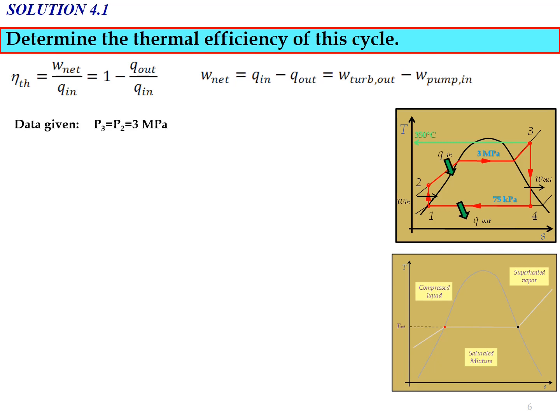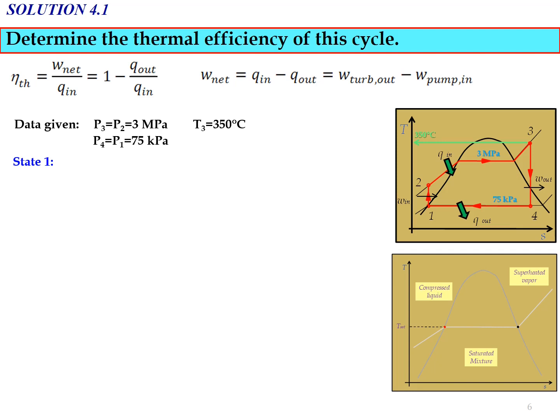So from the data given, we know that P3 equal to P2 equal to 3 megapascal due to the constant pressure heat addition process. T3 is already given in the question, equal to 350 degrees Celsius, and P4 equal to P1 equal to 75 kilopascal, the constant pressure heat rejection process in the condenser. Okay, first determine state number 1.